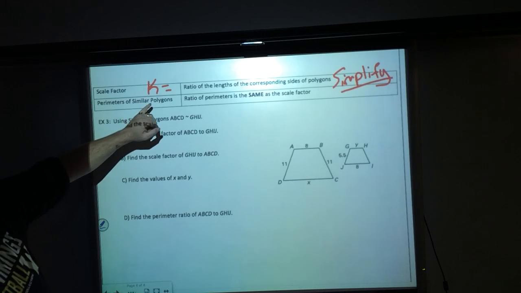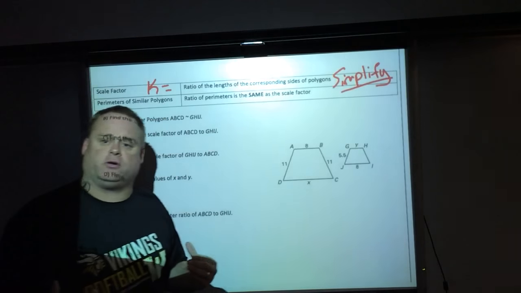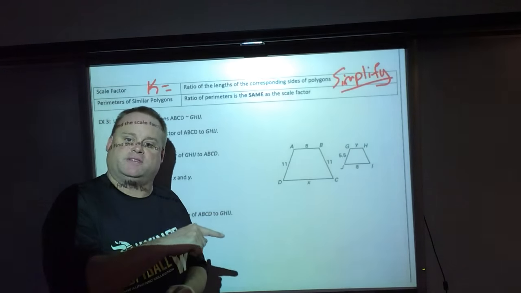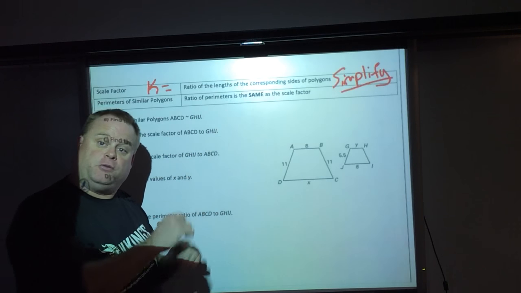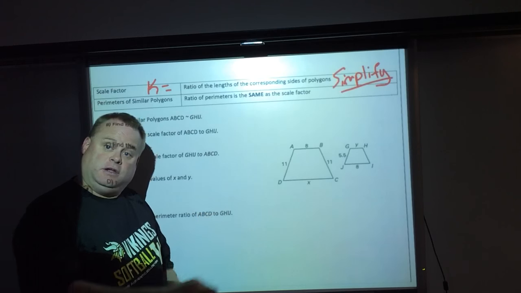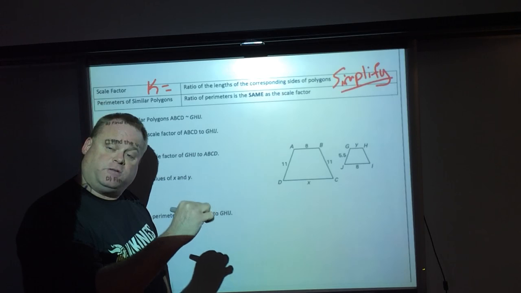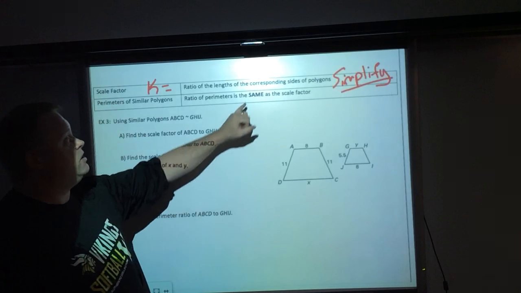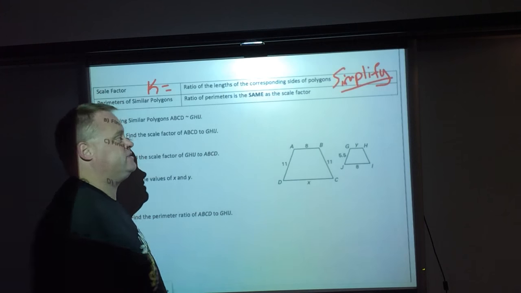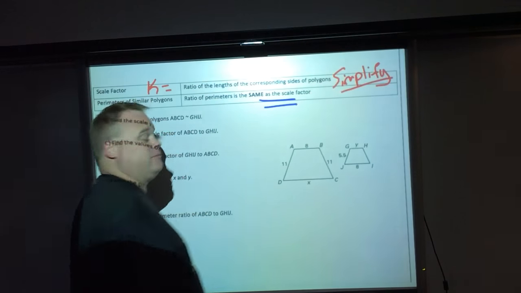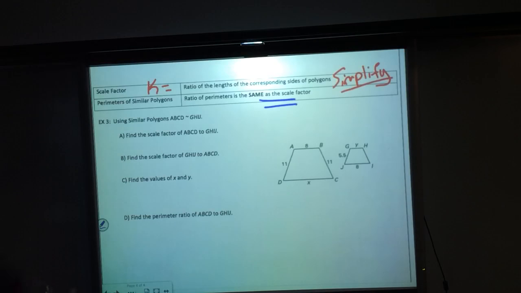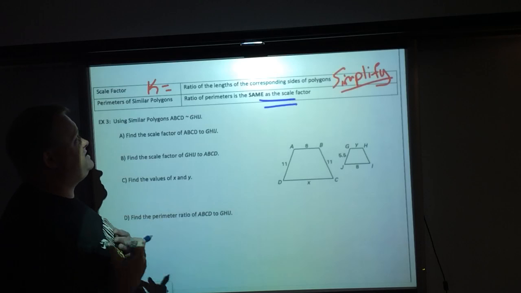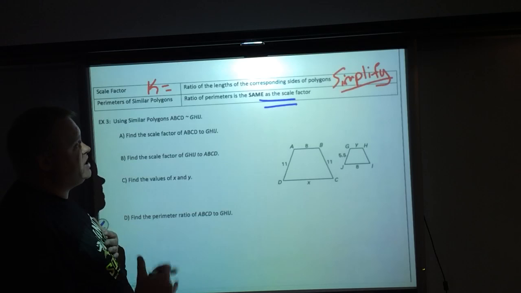It says the perimeters of similar polygons. What is the perimeter? Well, the perimeter is when you add up all the sides, right? So the ratio of the perimeter of the first polygon compared to the perimeter of the second polygon is going to be the same as the scale factor. We're going to use that information as we progress, okay? That's pretty big news. All right, so let's look at this. Using similar polygons, ABCD and GHIJ.